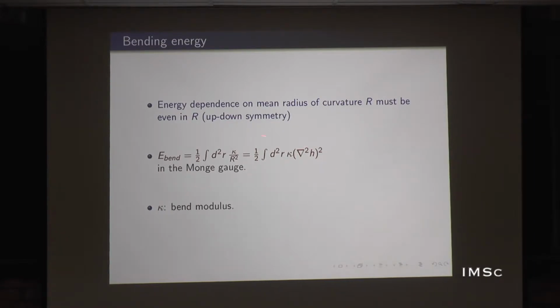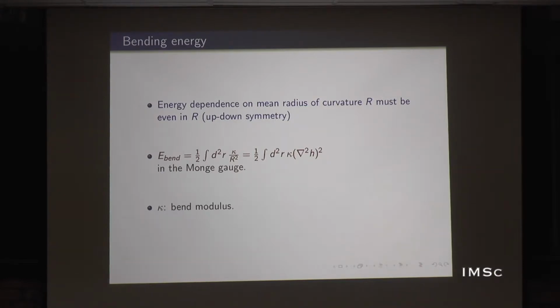The third energy is basically the bending energy. The energy depends on the mean radius of curvature, and must be even in R because of the up-down symmetry. So, whether it is bent this way or bent that way does not matter, because there is no distinction between up and down. The only way you can ensure that is by claiming that the energy dependence on these modes must be even in R.